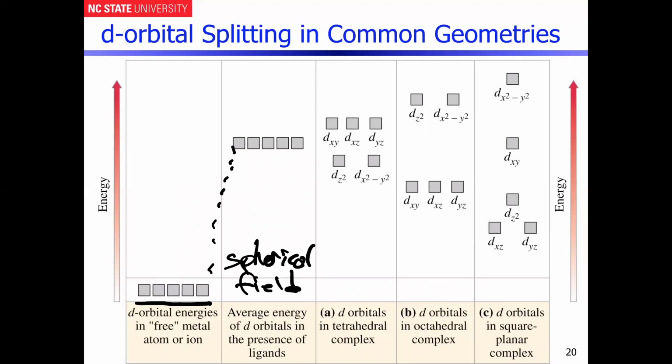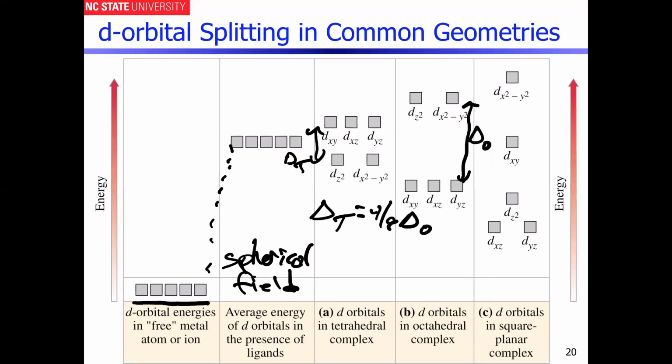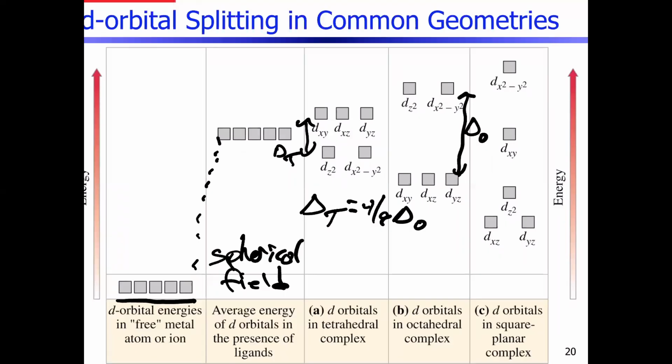And then if you put them in the tetrahedral complex, I want you to see something. That's now going to be del T. But look at the magnitude of del T compared to the magnitude of del O. As a rule of thumb, for a given complex that has the same ligands but is in a tetrahedral versus octahedral environment, del T is about 4/9 the magnitude of del O. That's the typical rule of thumb, and that's what you see here. The magnitude of that splitting is a little less than half of what it is for the octahedral case. It shows you the ordering of all of these orbitals.